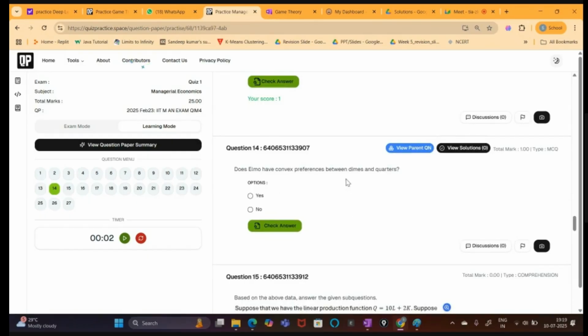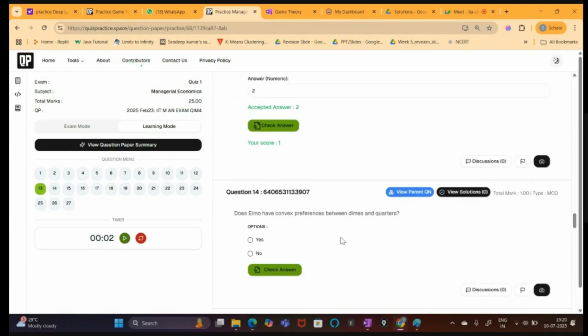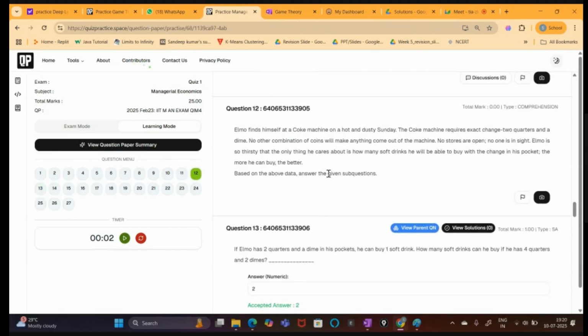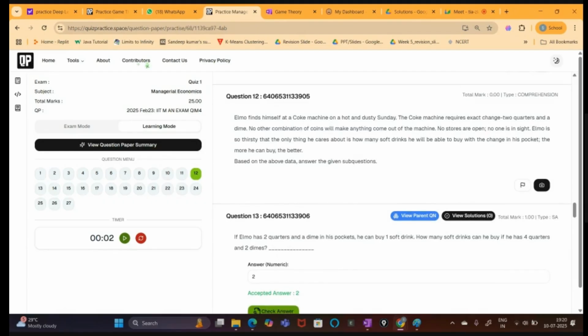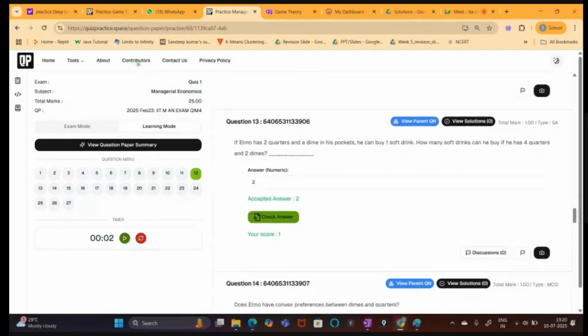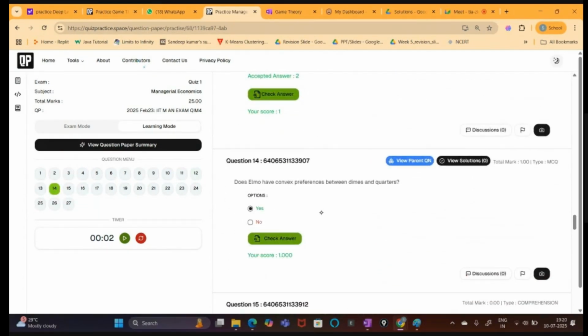Have convex preference between dime and quarter. You have to read about convex preference on your own, but let me tell you what I know. Convex preference means if you are using A and B, then you can use a combination of A and B. So in this case, if you are using quarter and dime, you can use a combination of quarter and dime. So this should be yes, according to my view. But you can also use your own knowledge.